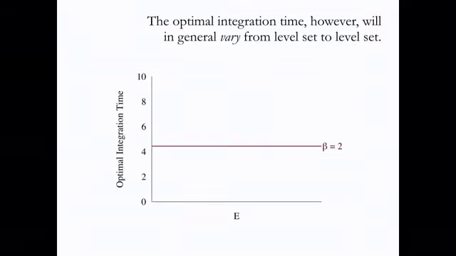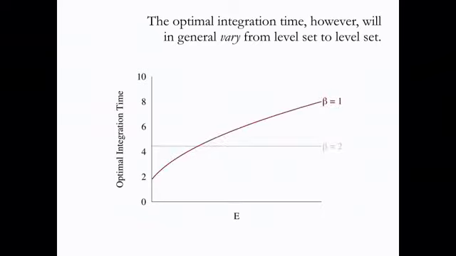So if I fix beta to 2 and I get a Gaussian, it turns out that the optimal integration time for a Gaussian is constant. It doesn't matter where you are. Every level set is explored at the same speed. This is a magical result, and it only happens for a Gaussian. Any other distribution does not have constant optimal integration times.